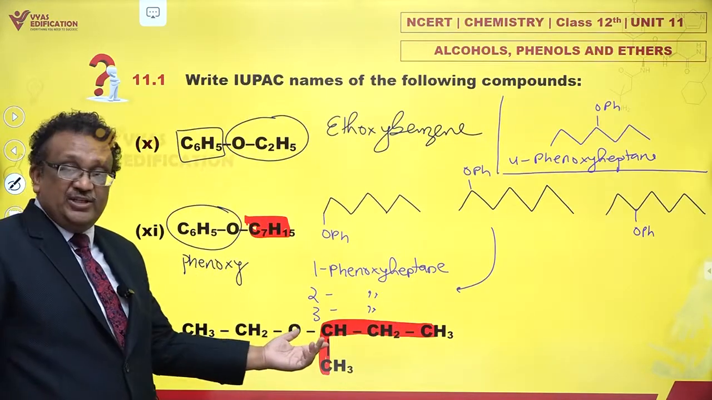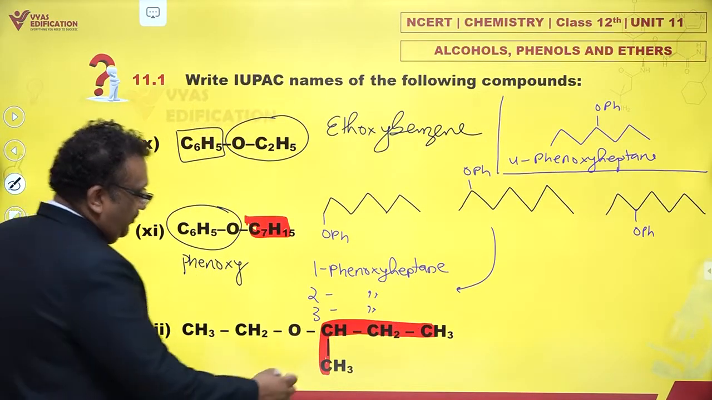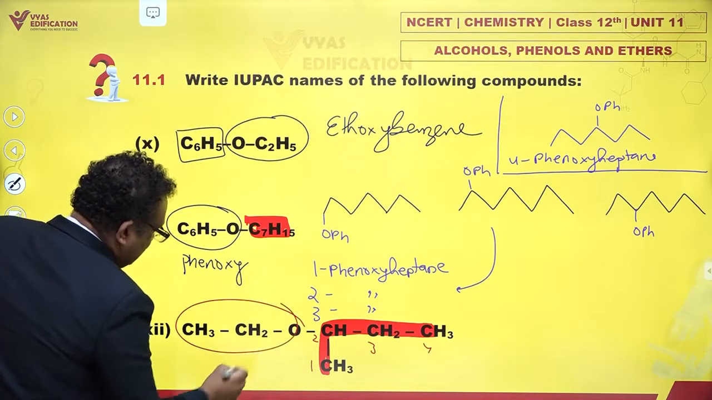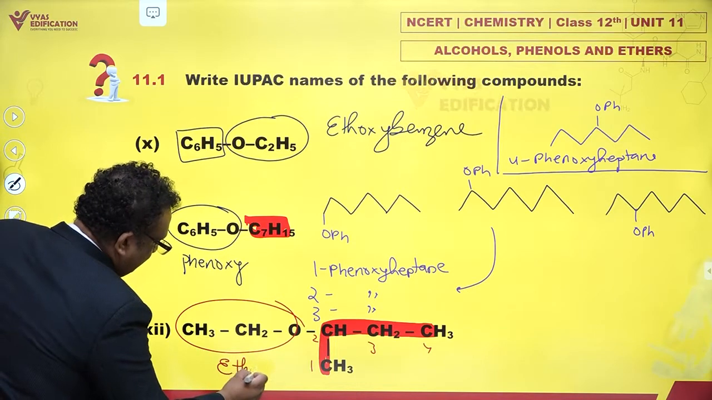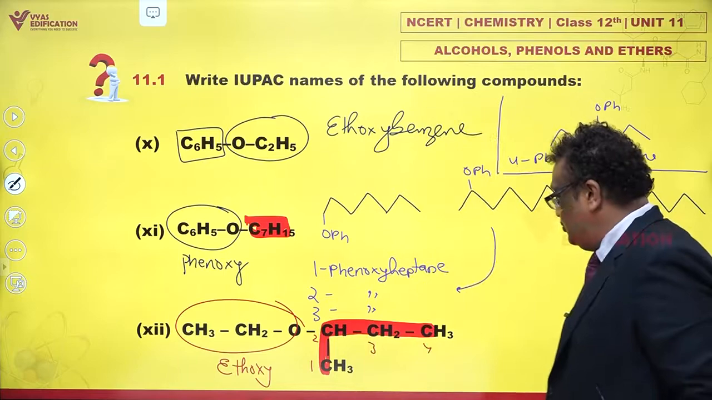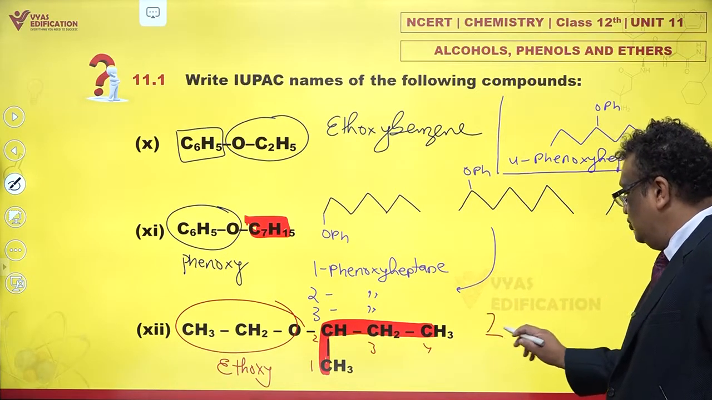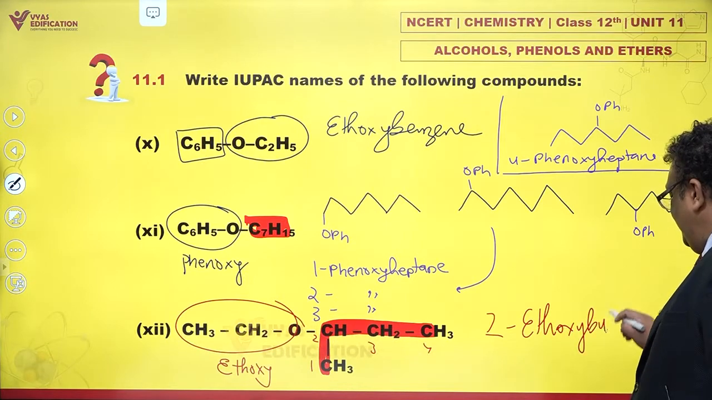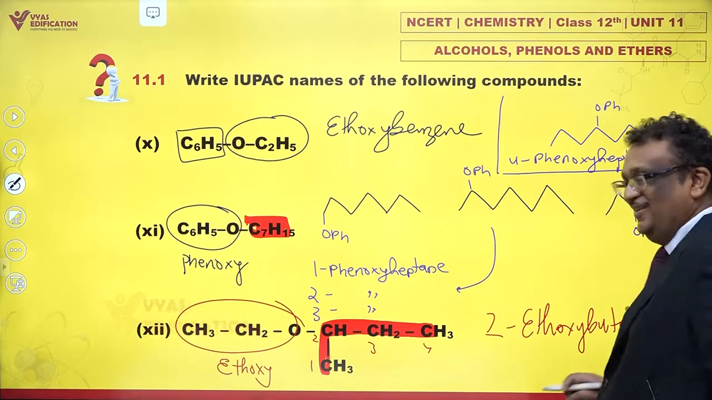And this brings us to the next compound, which says, well, the parent chain is 1, 2, 3, 4. It is butane. What about this? This is ethoxy. I would write this as 2-ethoxybutane. 2-ethoxybutane. Beautiful butane. There we are.